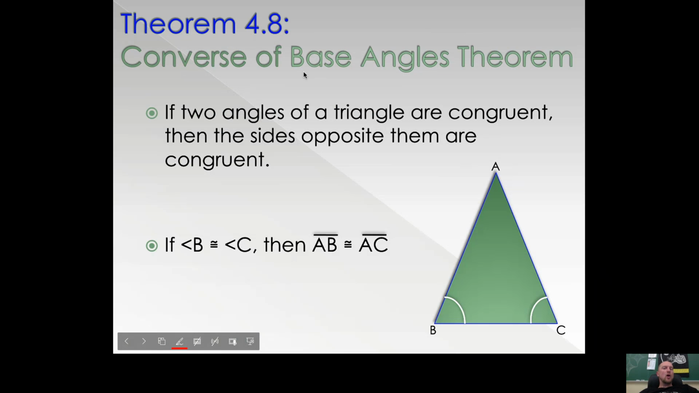Theorem 4.8 is the converse of the base angles theorem. It tells you if you have an isosceles triangle and you know where the base angles are, then you can identify where the legs are. So if these are the base angles and this is the base, these would be the legs. Those are the sides that are congruent. So again, across from the congruent angle arcs would be sides that have a slash mark.